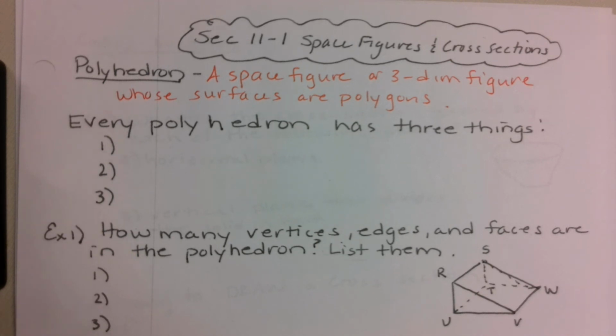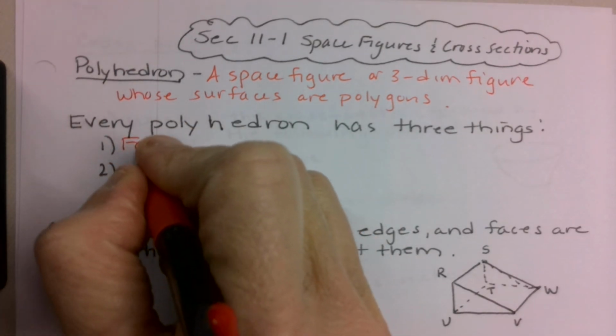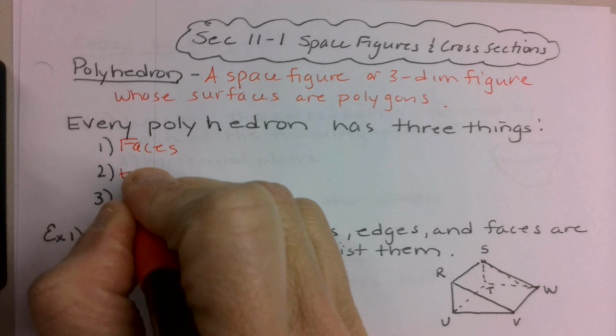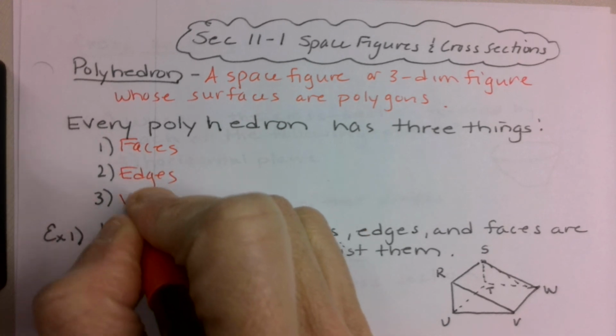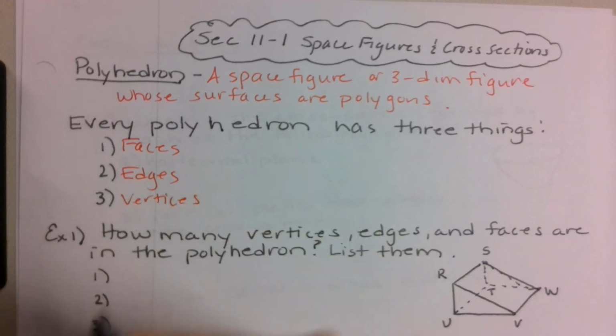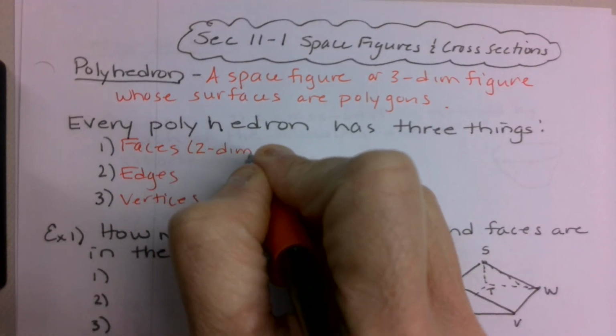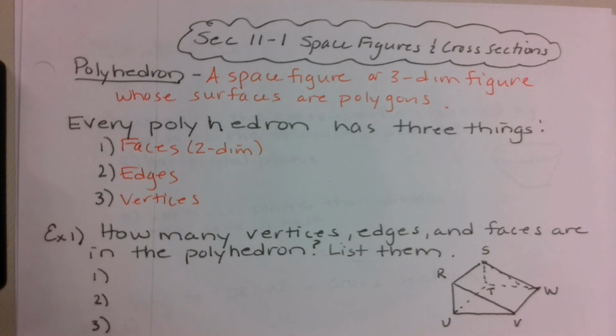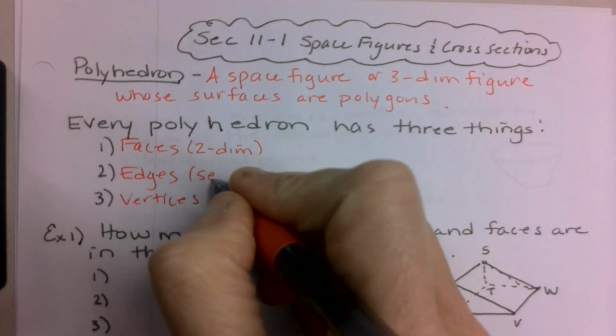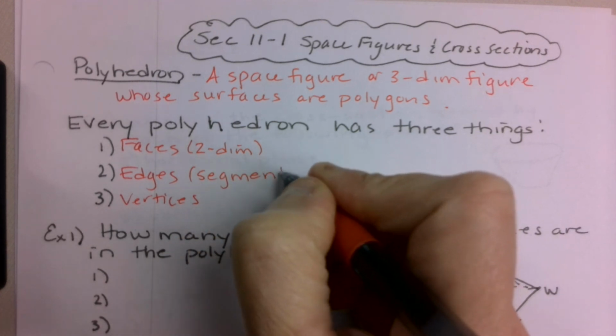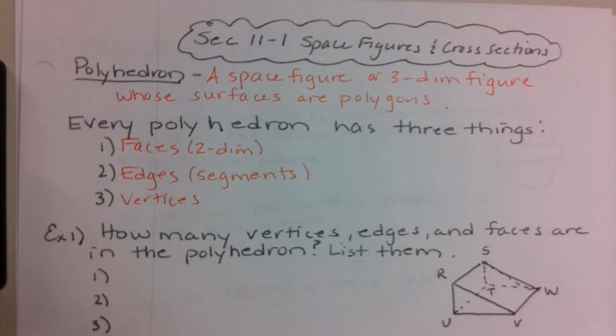Now, every polyhedron, and the plural for polyhedron is polyhedra, has three things. They have faces, they have edges, and they have vertices. The faces are always two-dimensional. Those are the different polygons that you will see. The edges are always segments. Those are the edges as you would think of them. And vertices are always what?